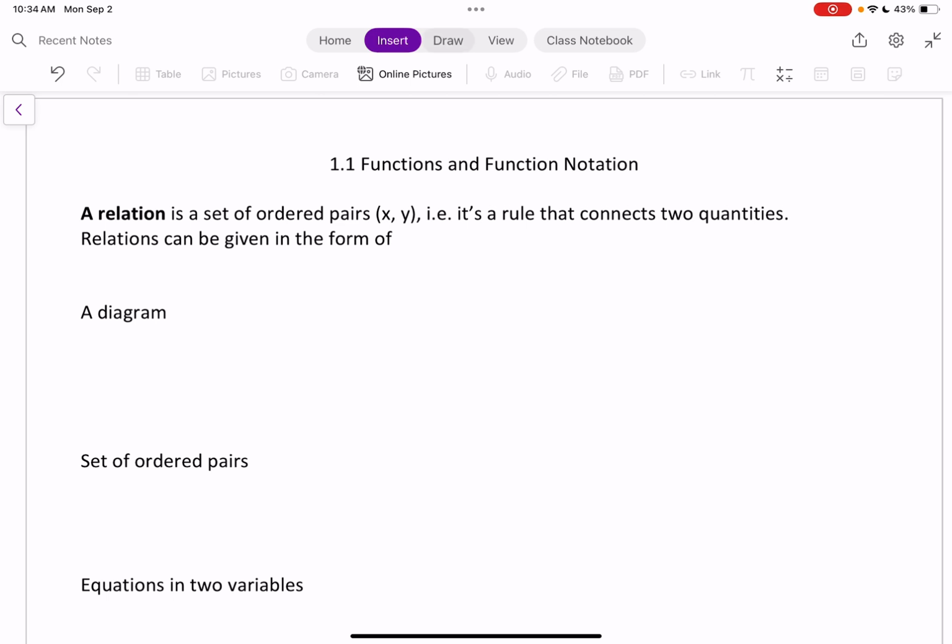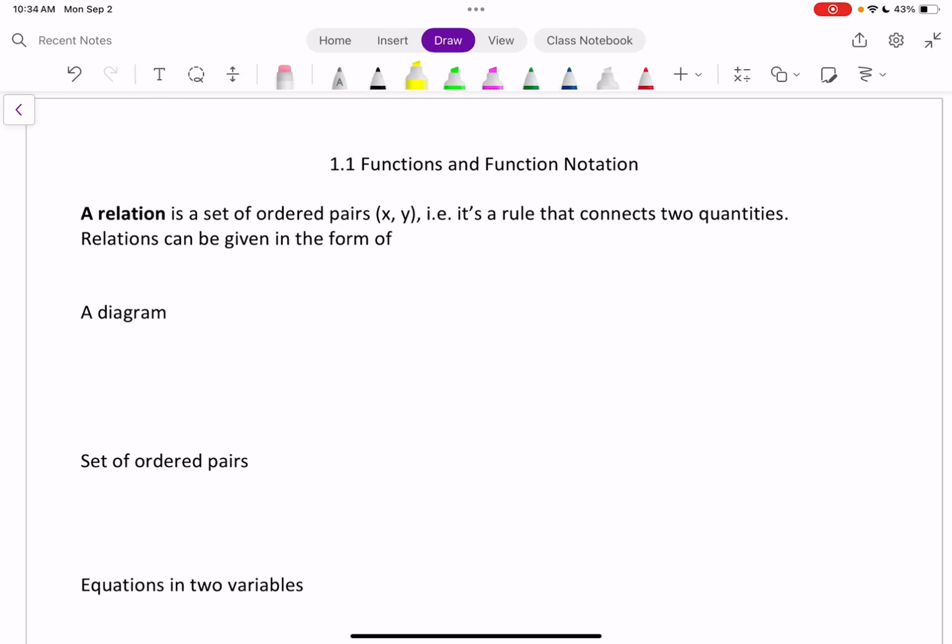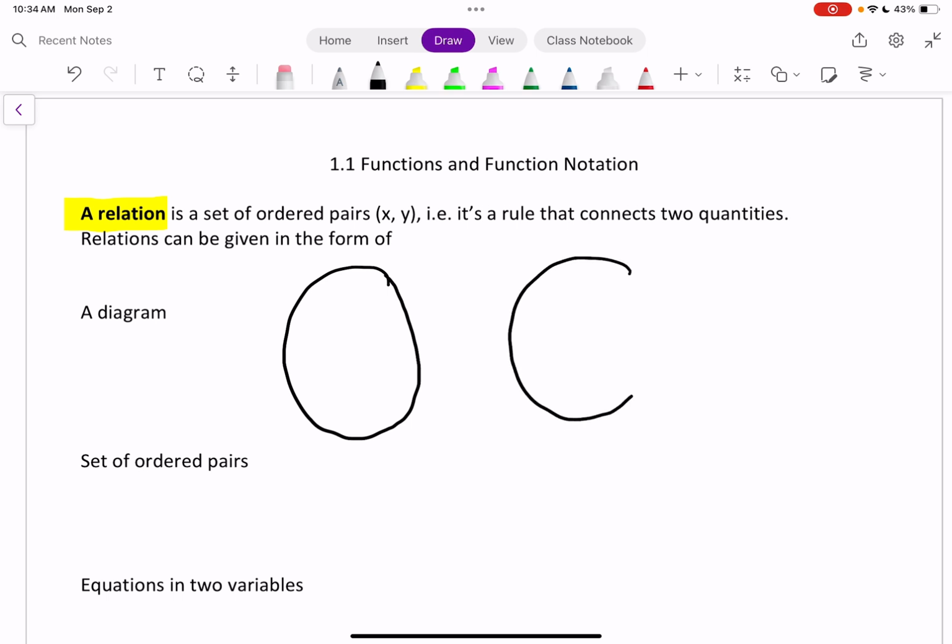Well, before we get to functions, I want to talk about what a relation is. So, a relation is simply a set of ordered pairs, x comma y. In other words, it's simply a rule that connects two quantities. Relations can be given in different forms. So it doesn't necessarily have to be mathematical. It could be anything that relates to quantities.